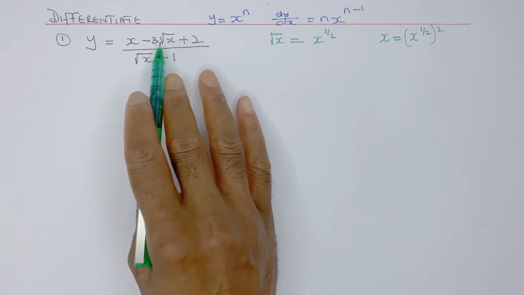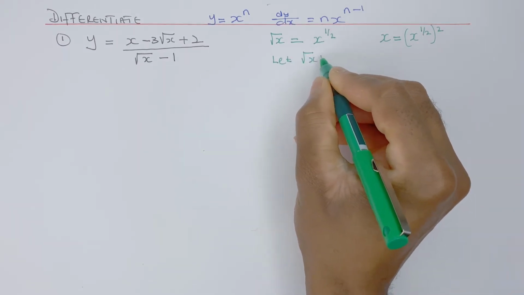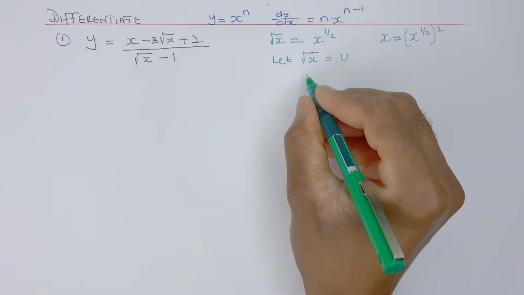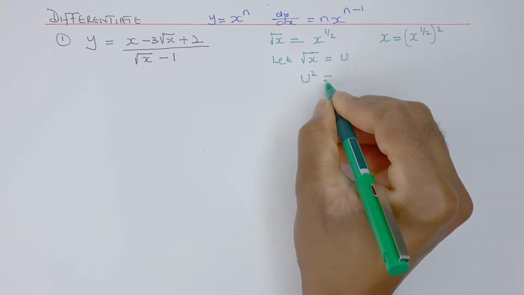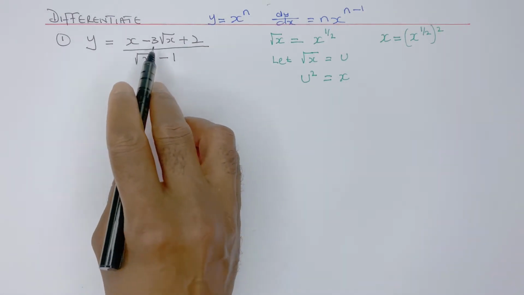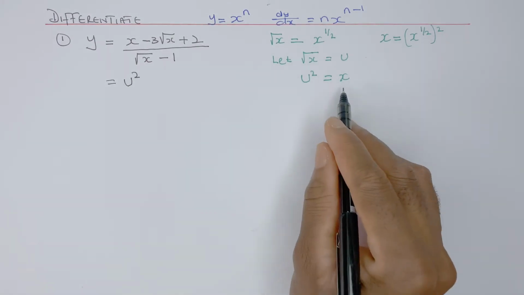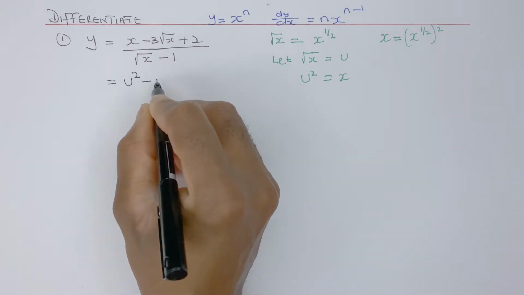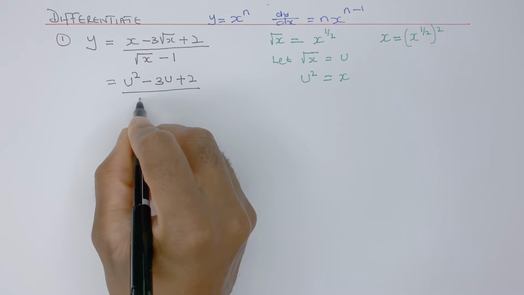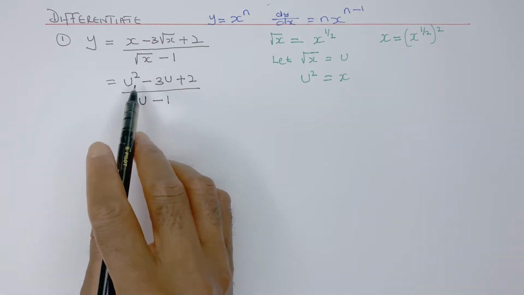That looks like a quadratic. Another way to say it, you might say let root of x equals u, and therefore u squared will be equal to x, because if I square this, I get x. So either way, that's what we're doing here. The x is basically u squared, and minus 3u plus 2 over u, root x is u, minus 1. So you can see this is quadratic now.